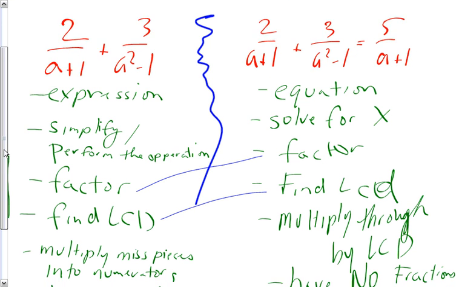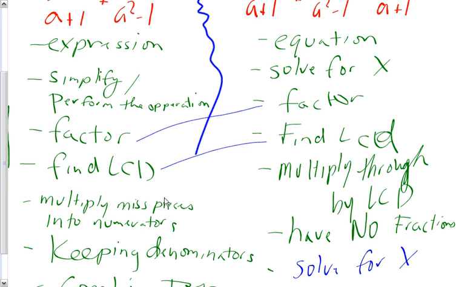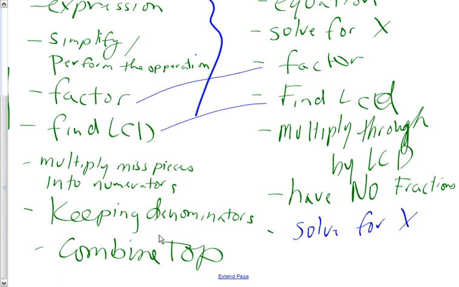When you do it for this, you want to make the bottoms the same so that you can combine the tops, okay? This one's going to have no fraction. This one you're keeping the fractions, okay? In the end, you're going to combine the tops and you're going to get a rational expression. You're going to have variables in it. This one's going to have a variable equal to, okay? Be careful not to confuse the two, okay? You do start with the same thing. It's just equations you multiply through.